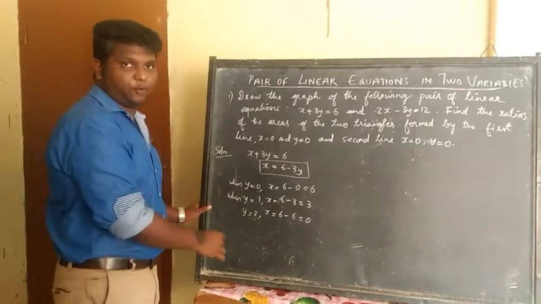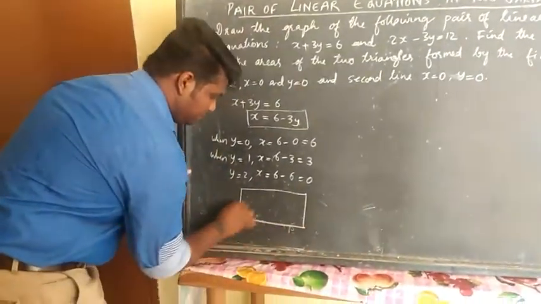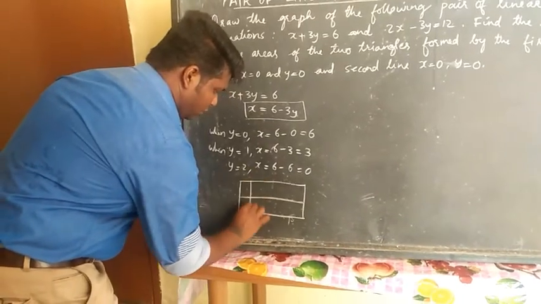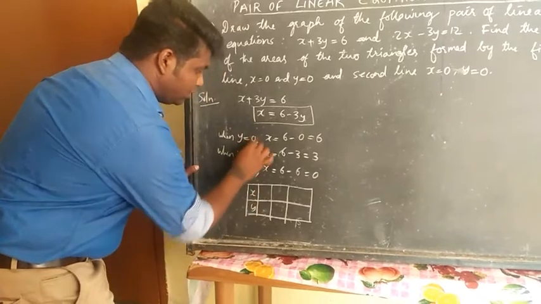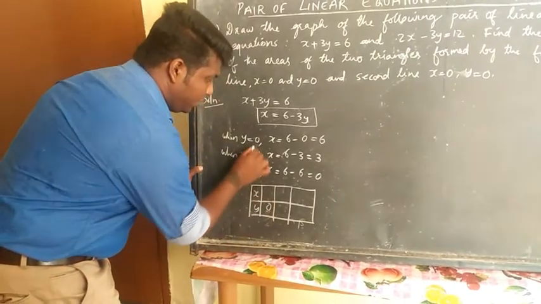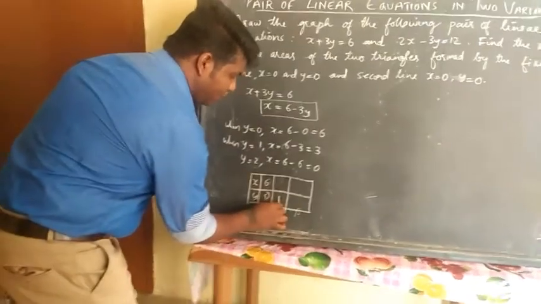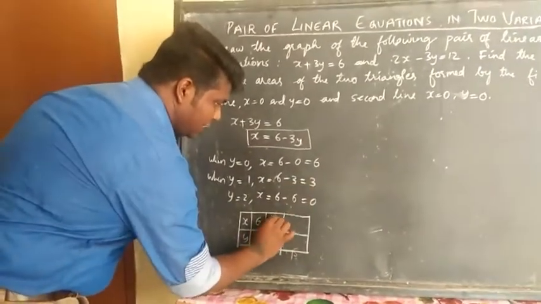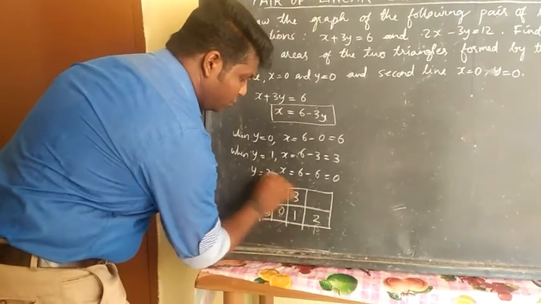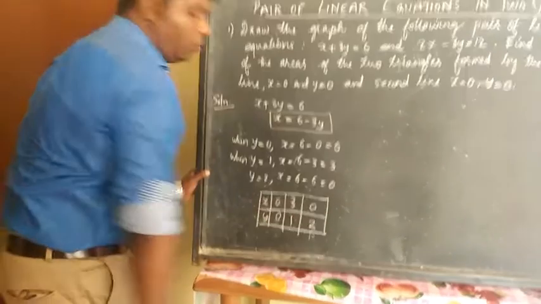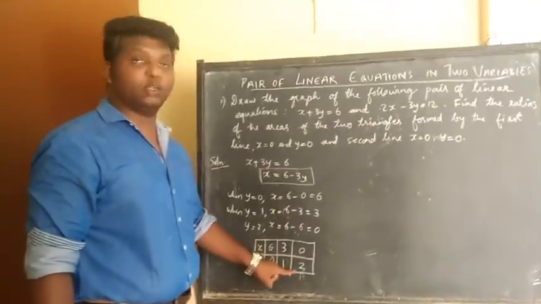So let us make a table for this, a table solution. Table set for x and for y, three values. So for y we got 0. When you gave y 0, you got x value as 6. When you gave y 1, you got the corresponding x value as 3. When you gave y as 2, you got the corresponding value as 0. So these three are the sets: (6, 0), (3, 1) and (0, 2).